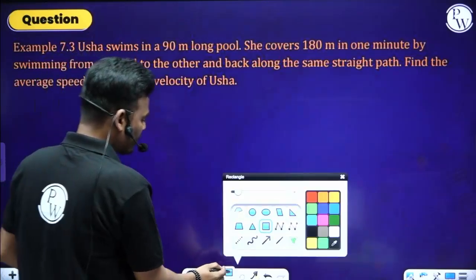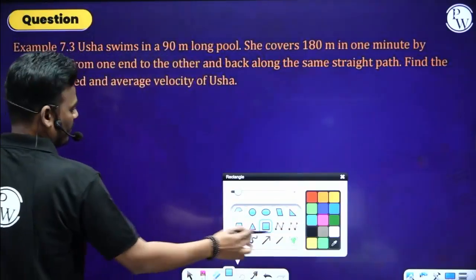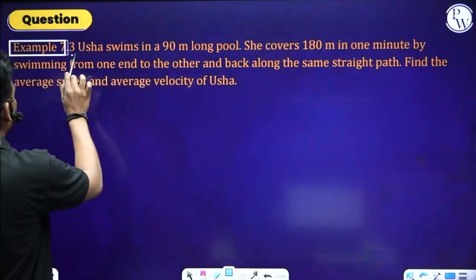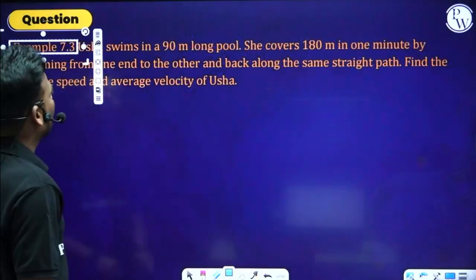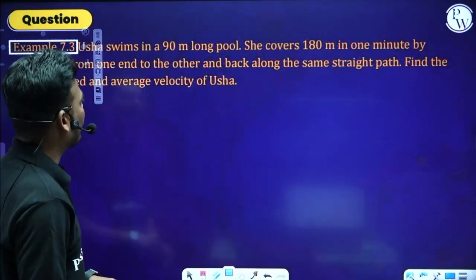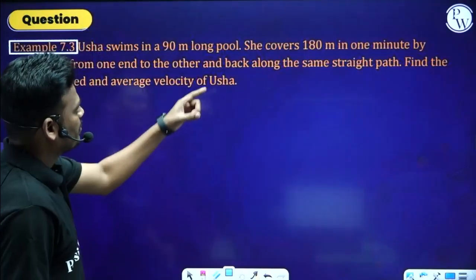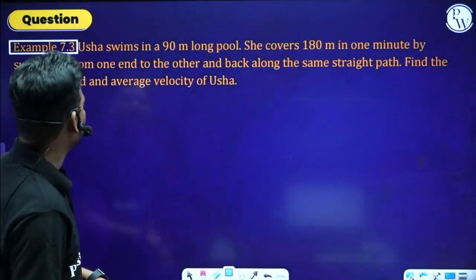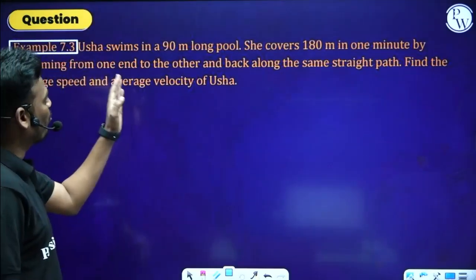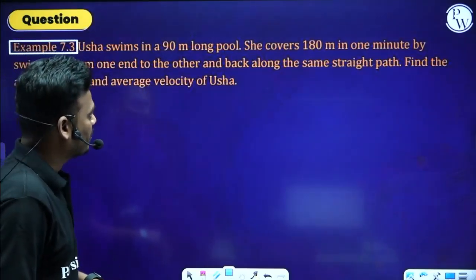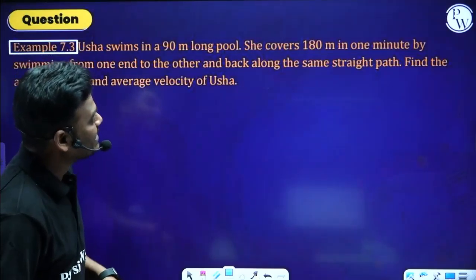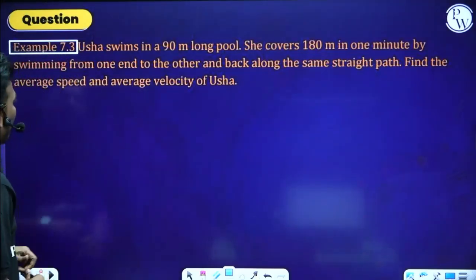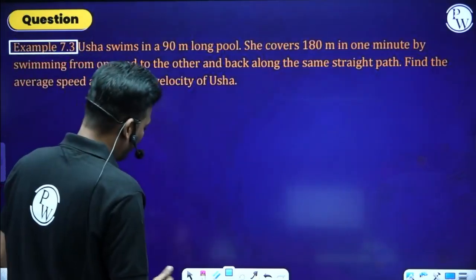Here we have one more question. The question is: Usha swims in a 90-meter long pool. She covers 180 meter in 1 minute by swimming from one end to the other and back along the same straight path. Find the average speed and average velocity of Usha.